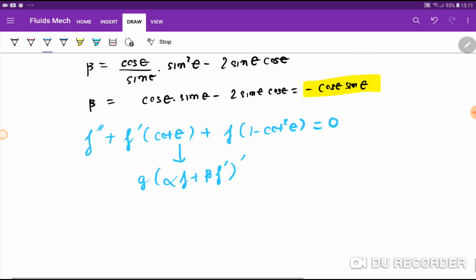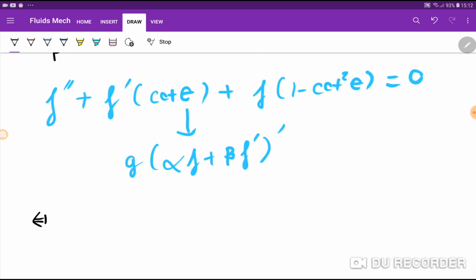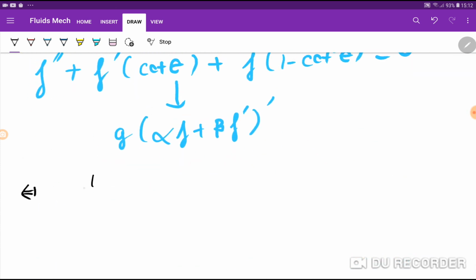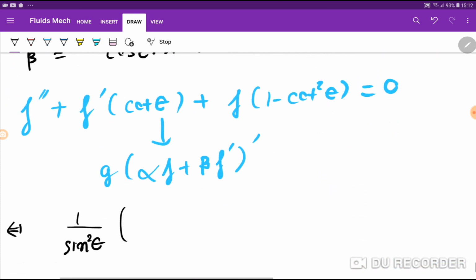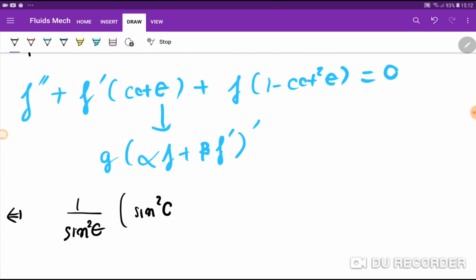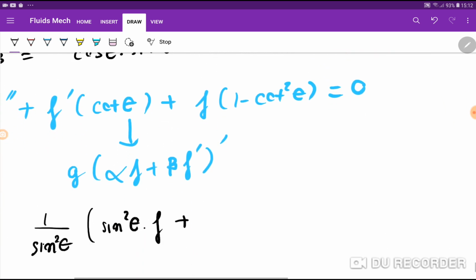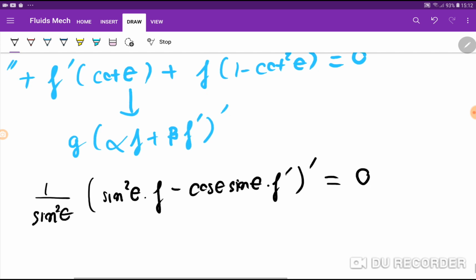So now we have everything. What is chi? Our chi is 1 over sine squared theta, times alpha. Alpha in this case is sine squared theta. Yes, exactly. Times f, plus what's our beta? Negative cos theta sine theta, times f prime, equals 0.